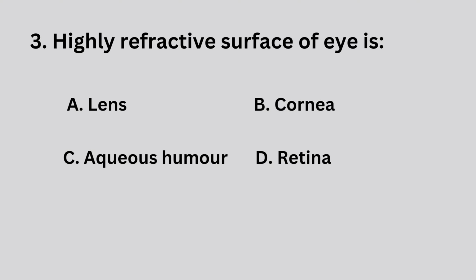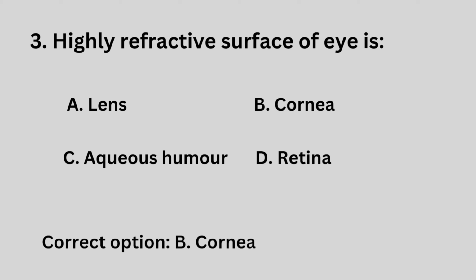Third question, highly refractive surface of eye is option A, lens. Option B, cornea. Option C, aqueous humor. And option D, retina. Correct answer for the question is option B, cornea.